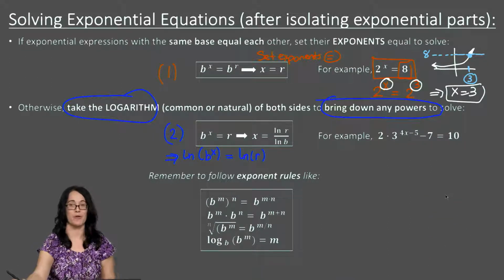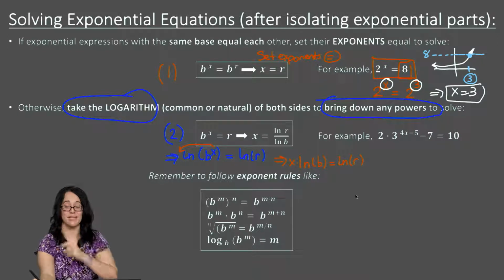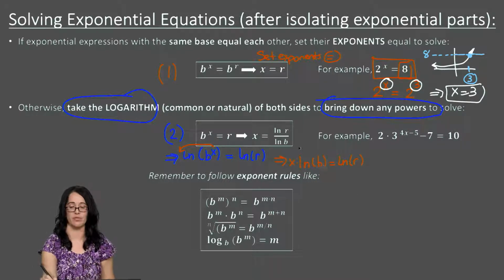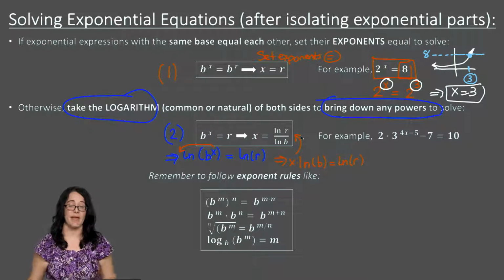If you need to go back and watch log properties, that'll be helpful to you here, because that power can come right down in front. And now we simply have x times the natural log of b equals the natural log of r. Well, what would you do to solve for x now that it's brought down? That's right, you would undo multiplication with division. And that's how we would get that x would equal the natural log of r over the natural log of b in that case.